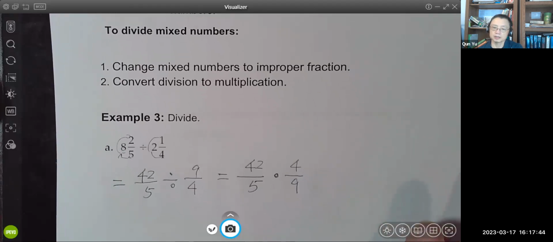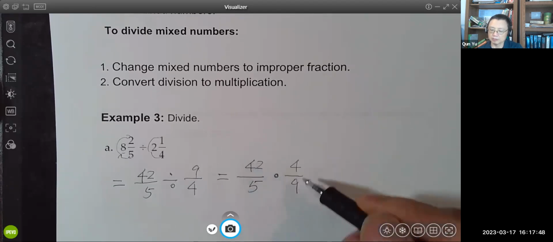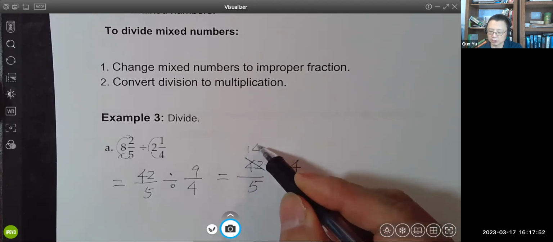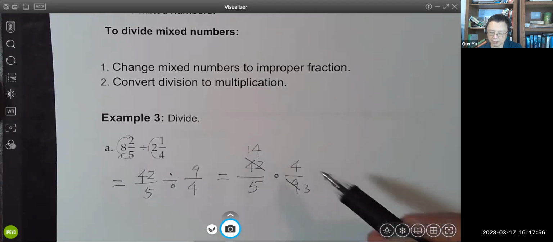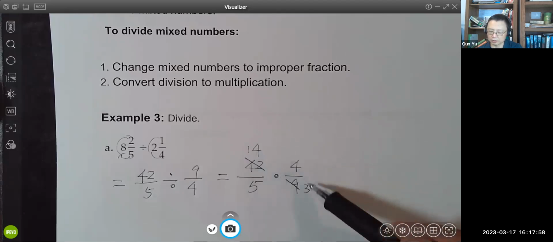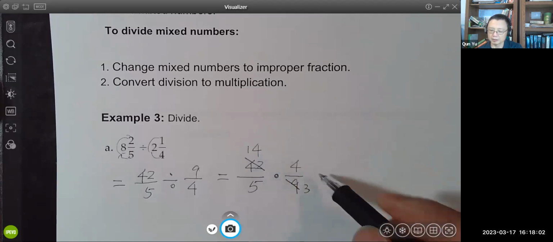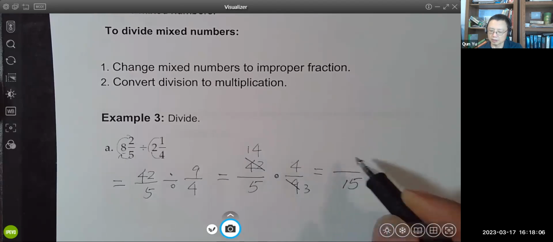Now we do it as a multiplication problem. So 42 and 9 both can be divided by 3. Divided by 3, you get 14. Divided by 3, you get 3. Anything else we can simplify? No, nothing can be divided by 3 on the top, and nothing on the top can be divided by 5 either. So that's simplest form. We got 15 on the bottom, we got 56 on the top.